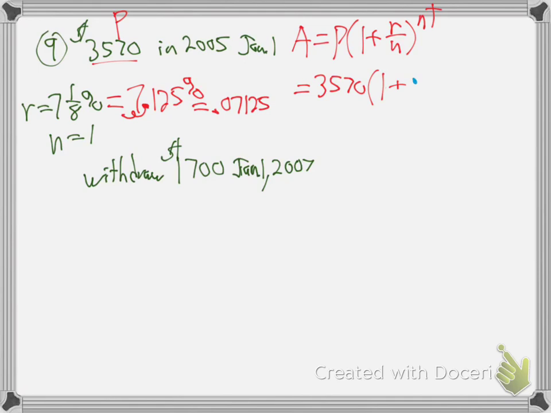So this will be 0.07125 over n. N is 1. T is 2 years. Am I going too fast? You tracking that? So see how we handle that 7 and 1/8? Just change that 1/8 to a decimal. Just divide it on your calculator. So I just took 1 divided by 8, and I got 0.125, and I put it right there. And you use that whole long number. Yeah, but you got to move the decimal back 2 places, like we always do.